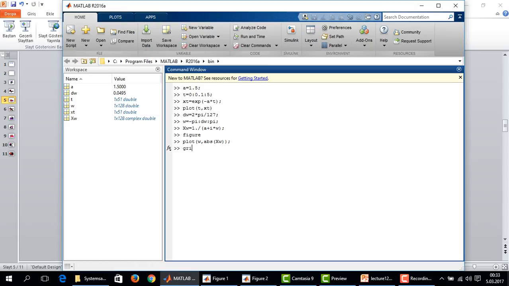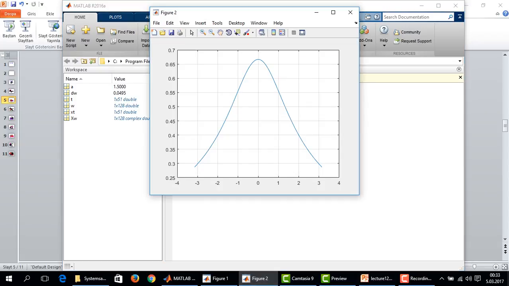So if we make grids on this plot, we get this figure. Okay, as you notice here, at omega 0, as omega increases, its value decreases. So it's a kind of behavior of a low pass filter, that the magnitude spectrum of the low pass filters gets smaller beyond a cutoff frequency. Okay.